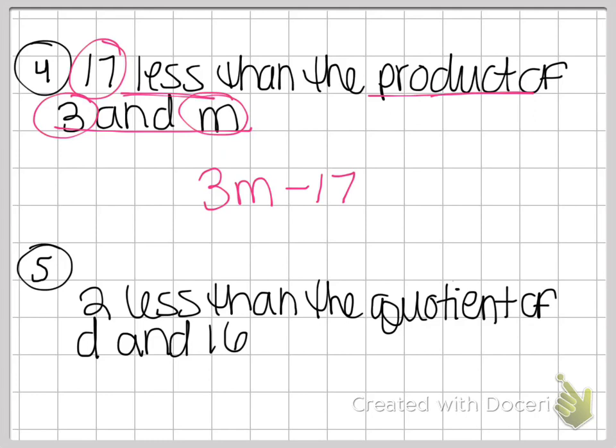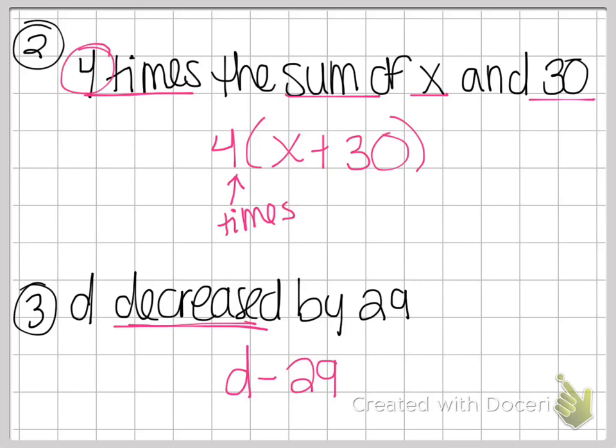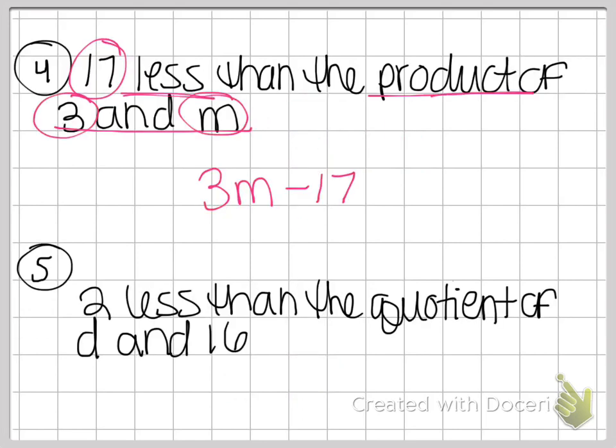Number 4 is a really good example of when you're looking at these situations, not to take them and write the algebraic expressions as they come. So what I mean by that is in the past couple examples, we've gotten used to them reading straight across, left to right, and our algebraic expressions also matching that, right? When we have 4 times the sum of x and 30, we just wrote that going straight across. Number 3, we did d decreased by 29, so we started off with d and subtracted 29. But in this case, number 4, 17 less than the product of 3 and m, we can't just say minus 17, 3 and m, right? Because that's how the situation is read. 17 less than the product of 3 and m.